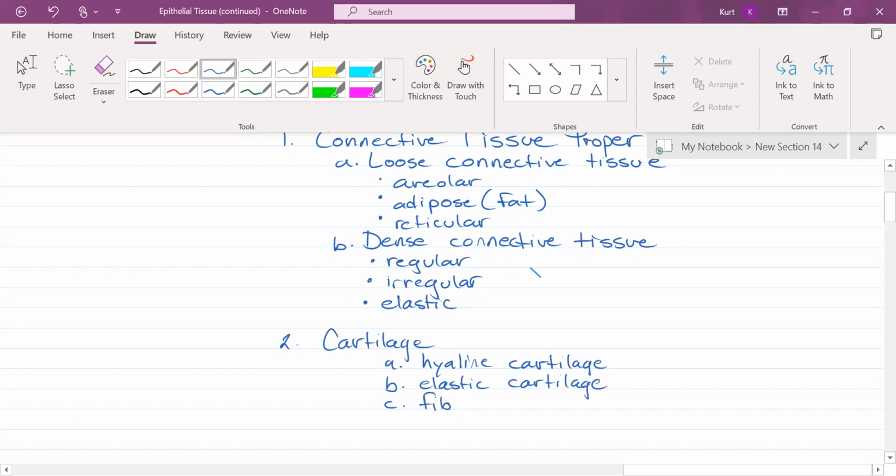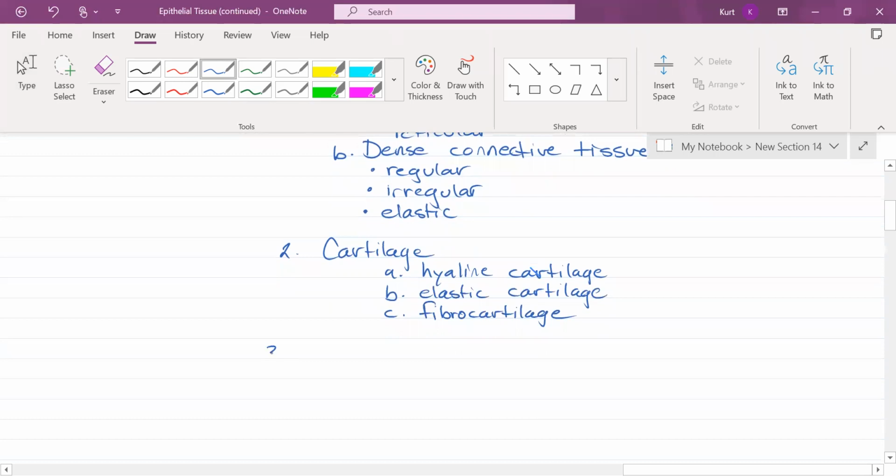And then we have fibrocartilage. What? I've been doing it since I was younger than you. I'm fine. You just get natural wear and tear as you get older. Things just wear out. Sad.